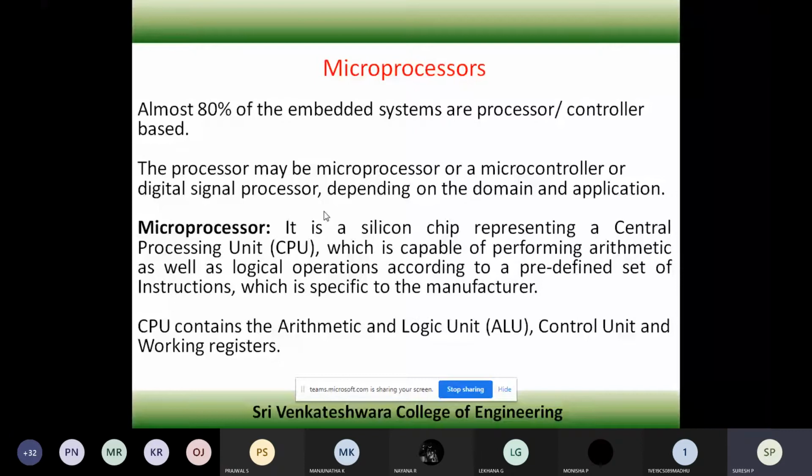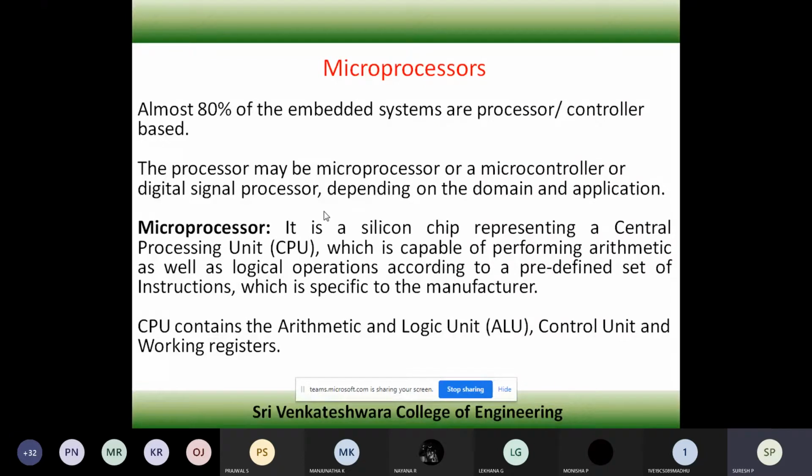Now first, when it comes to the microprocessor, we already know what we mean by microprocessor, right? We have already seen it in your first module itself. A microprocessor, what is it? It's a single silicon chip. Okay. If it is a silicon chip, what will it be having? It is a silicon chip representing a central processing unit.